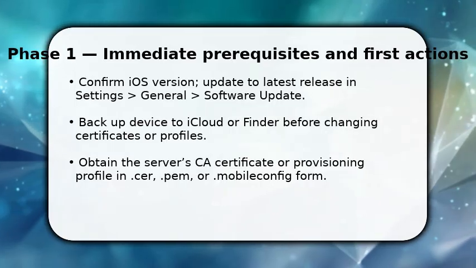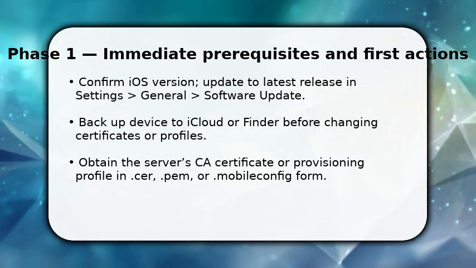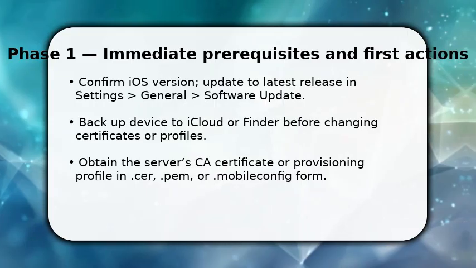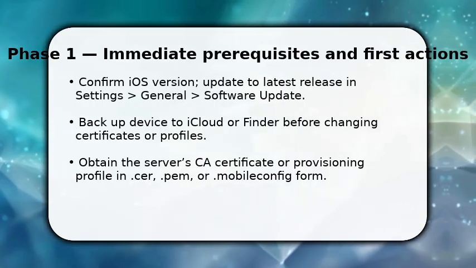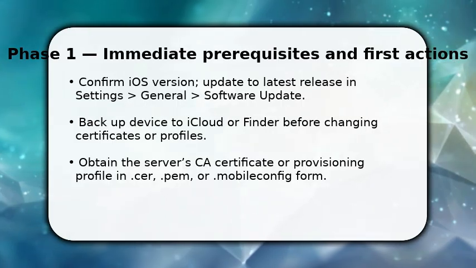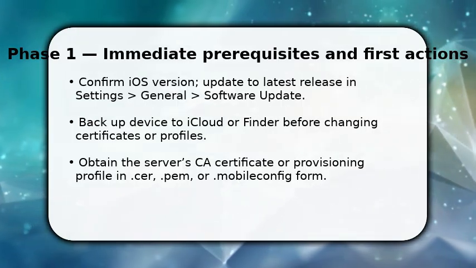You start by making sure the phone is ready. Update iOS to the latest build and back up your device so you can recover if something goes wrong. Next, acquire the certificate or mobile config from the administrator or server. You'll need the root or intermediate CA file.